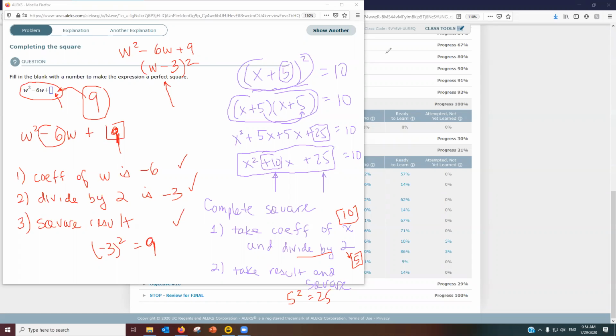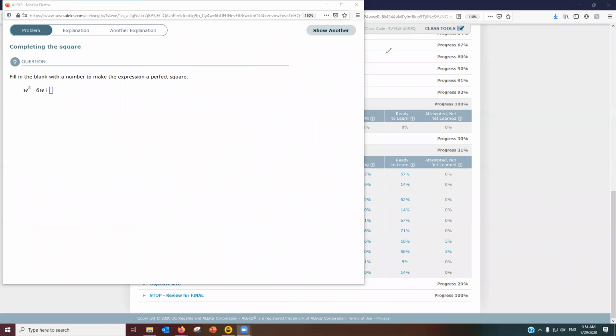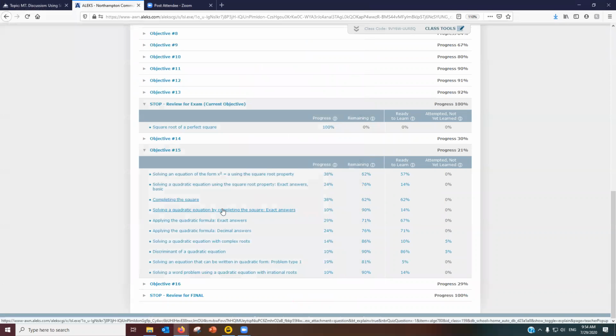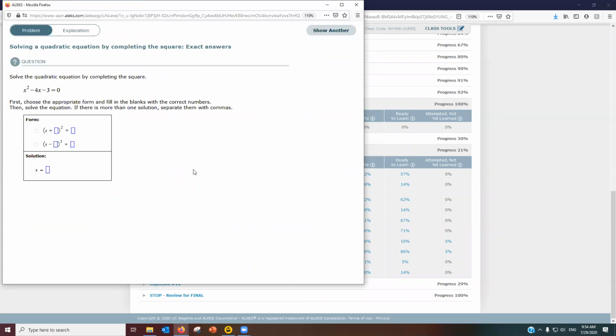All right, well, let's look at an example of actually using this method to solve an equation. So let me go to the next topic. Notice here it says solving a quadratic equation by completing the square. All right, let's take a look at this one. So what they're giving us here is this equation, x squared minus 4x minus 3 equals 0. All right, well, I want to complete the square. What that means is I want to get this left side to look like a quantity squared.